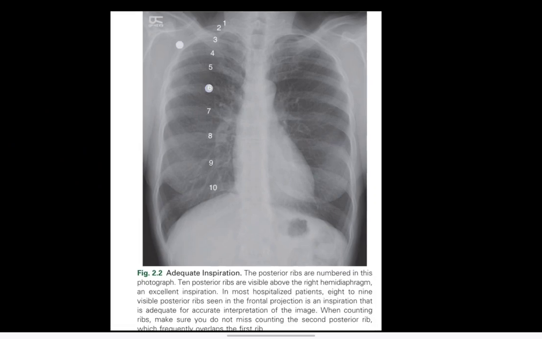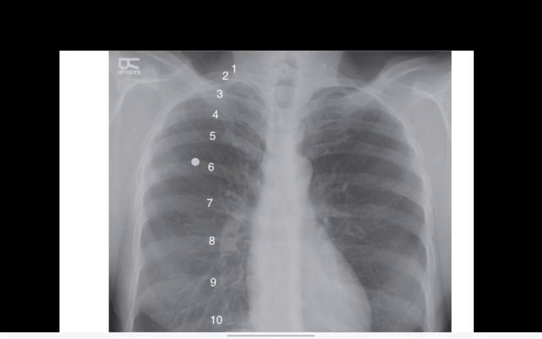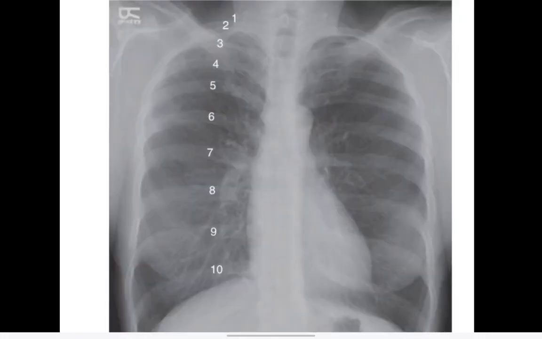Okay, let's maximize this image. Here we have the first rib, looks like this. This is the second rib, the third rib, the fourth rib, which is always posterior to the clavicle, the fifth rib, the sixth, the seventh, till the 10th rib.